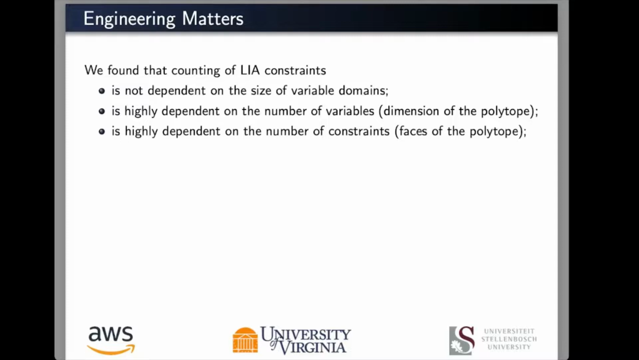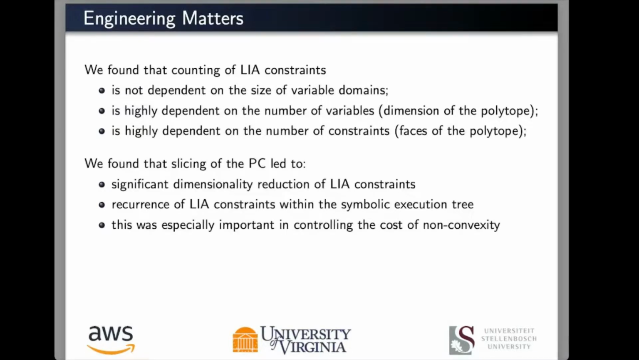And so that was a critical factor that we found slicing allowed us to target. We could significantly reduce the dimensionality of the problem. We could expose the recurrence of linear integer arithmetic constraints within the symbolic execution tree. And this was especially important in controlling the cost of non-convexity.